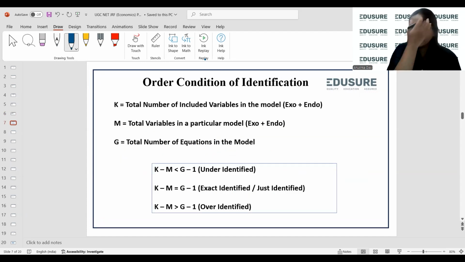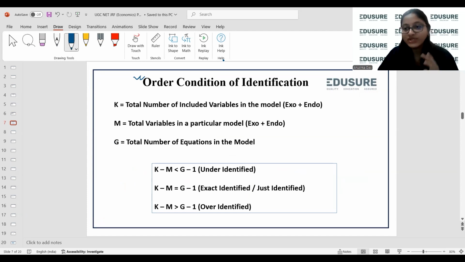Now, identification has this order condition. This is the most important condition, and in many years they have given questions on it. In December 2013, the question that we started off with, we'll solve after this discussion. There also the same concept will apply. See the order condition of identification.